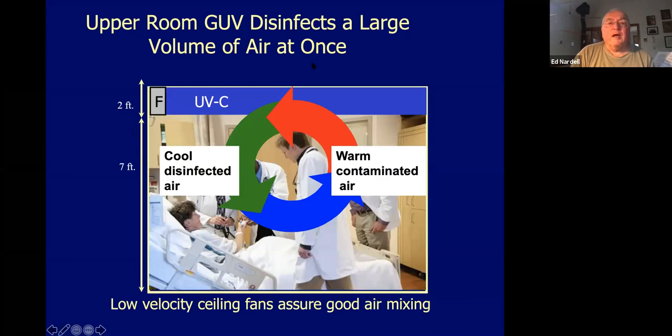So how does it work? What we do, and this is showing a hospital room, I've drawn in here a box on the wall, which is putting out upper room germicidal UV across the room. And basically body heat is very effective at bringing air up to the upper room, and then that displaces disinfected air that comes down. To make this work even better, we often use low velocity ceiling fans, typical ceiling fans you find in homes and restaurants, to help mix the air in the room. And that is dramatically more effective than room air cleaners, for example.